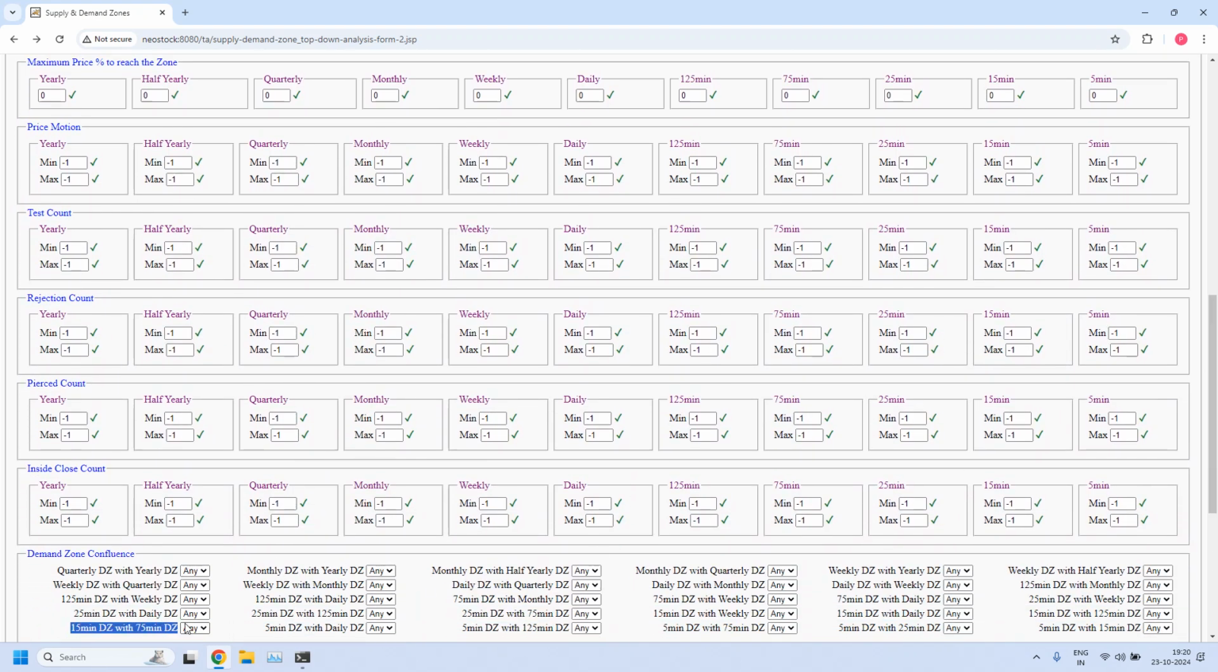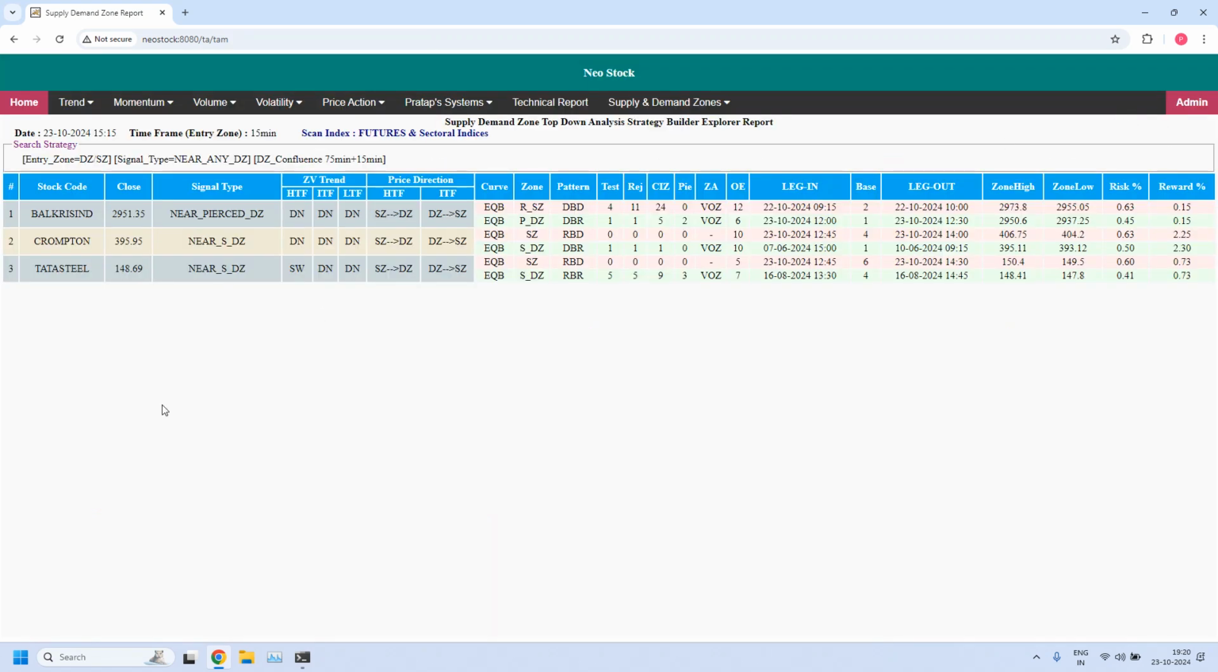I am enabling the filter. Let's filter the stocks. 3 stocks are filtered. Already Tata Steel is pierced, you can't use it. Balakrishna Industry is also pierced, you can't use it.